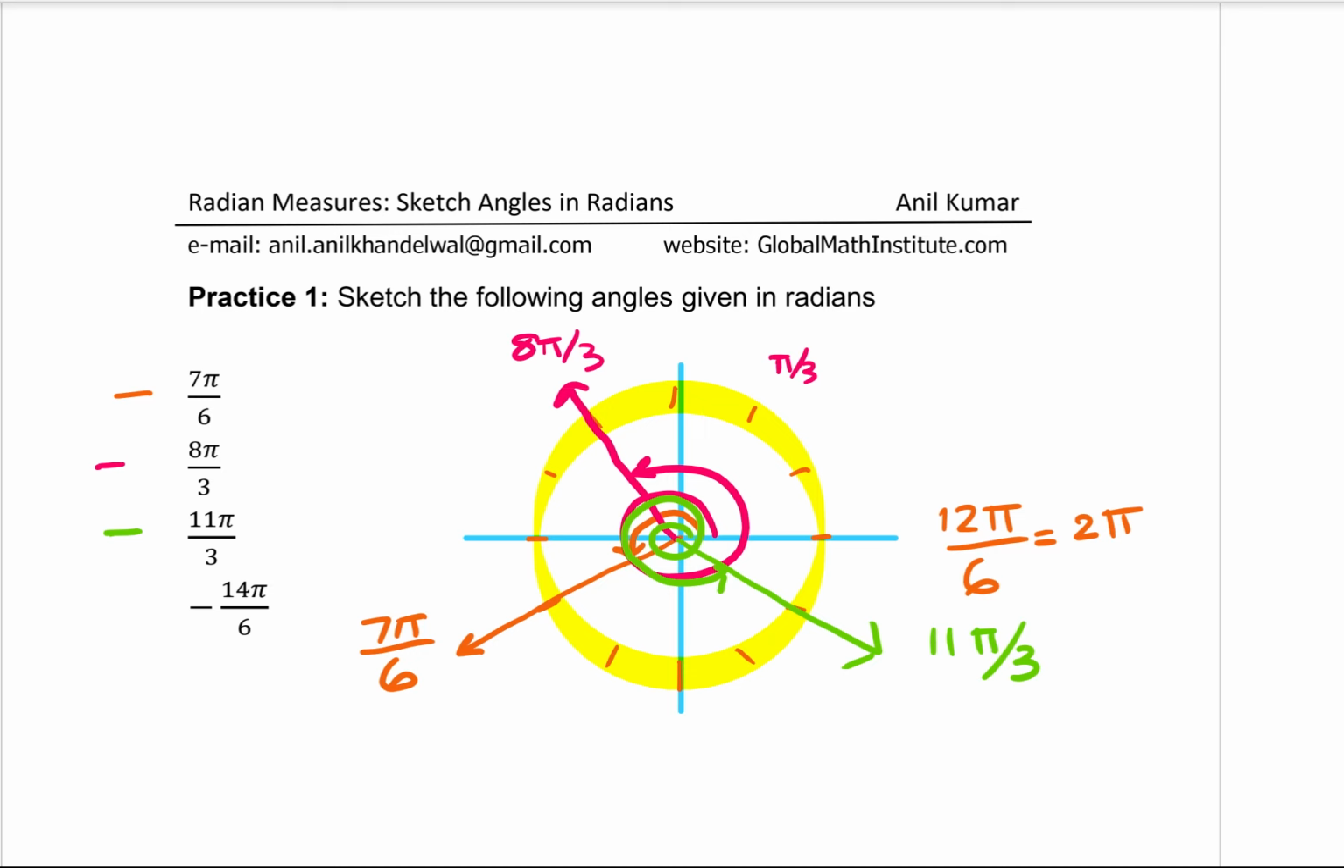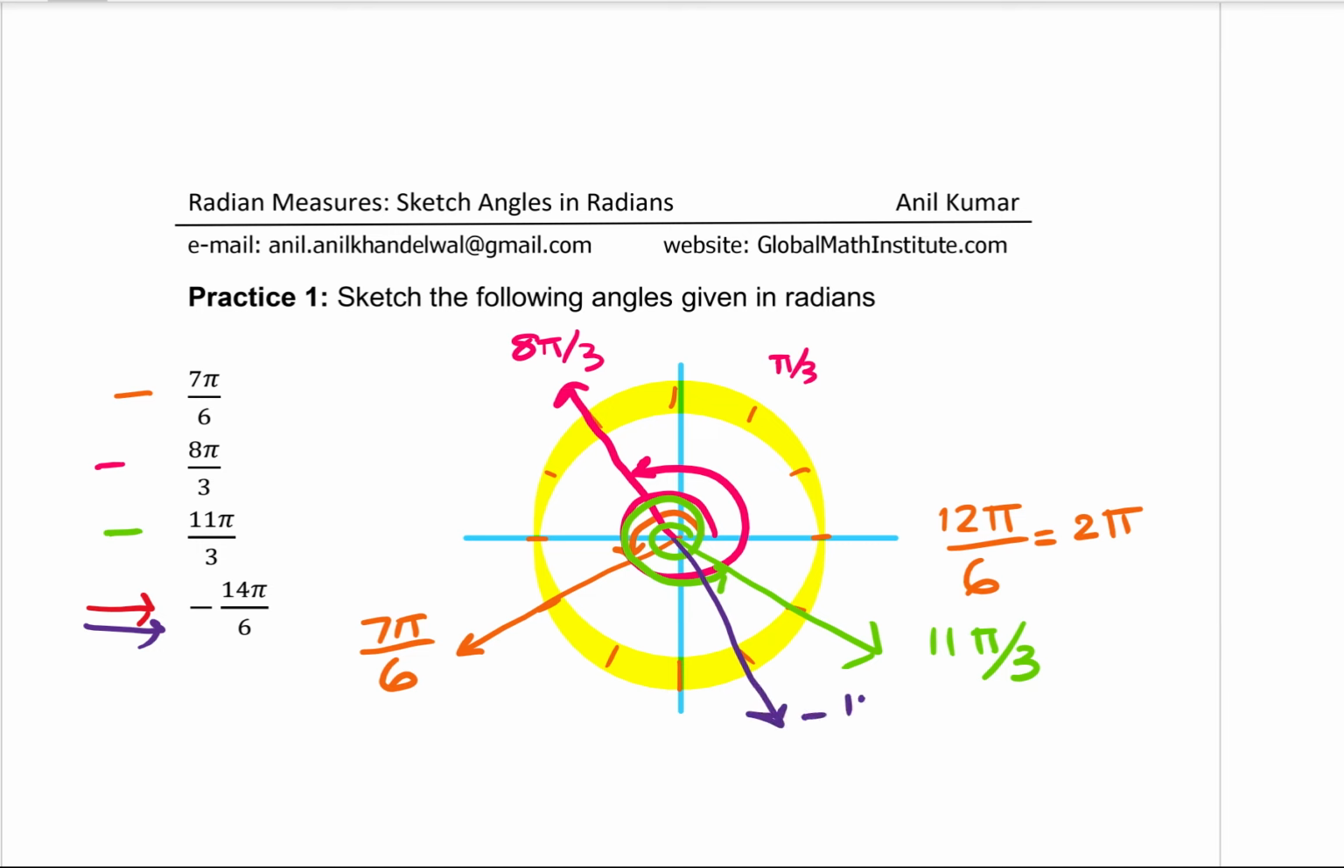The last one here is to sketch minus 14 pi by 6. Now since this is negative, we have to go in clockwise direction. So I'll change the color to this color, right? Negative. 14 means 12 will mean one full circle and two more of 1 of 6. So that is, we are going to end up here.